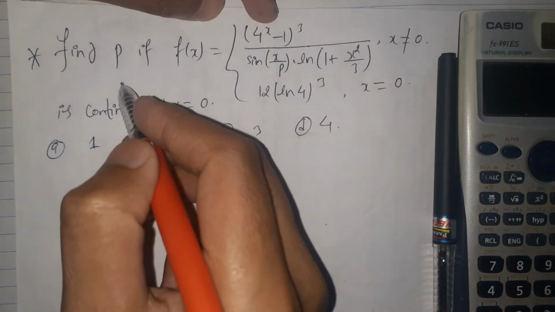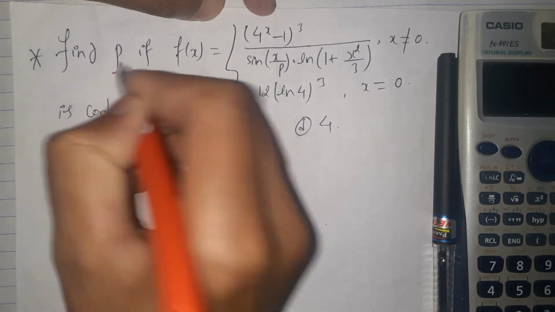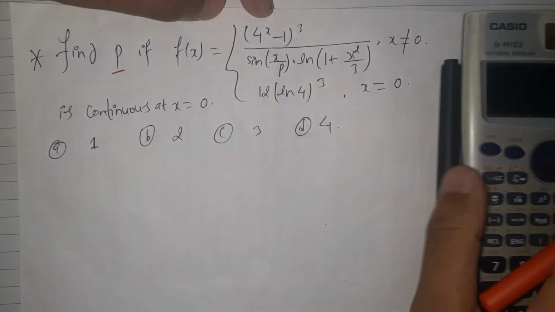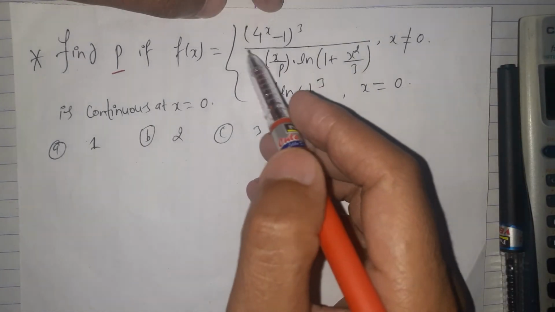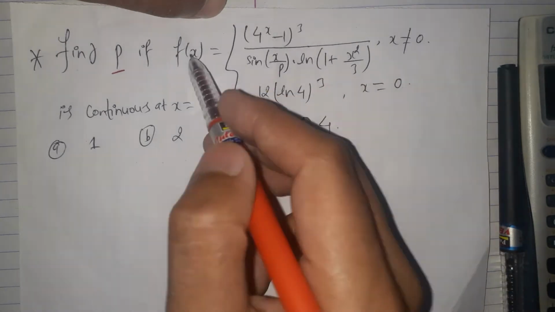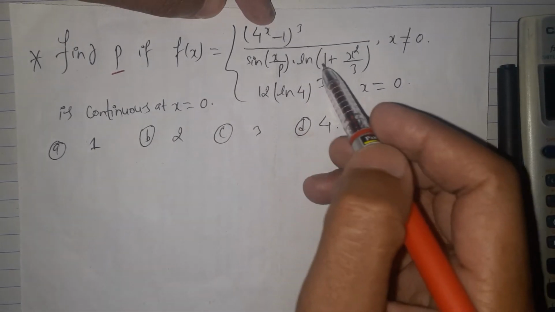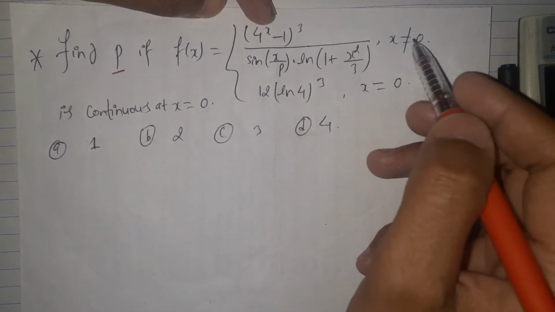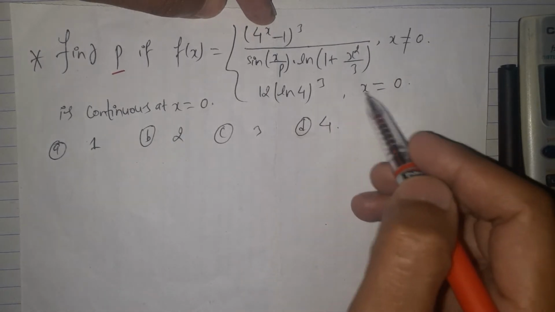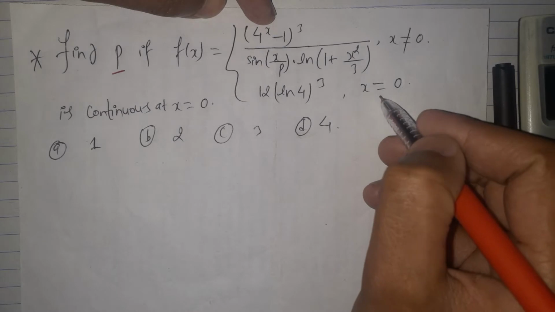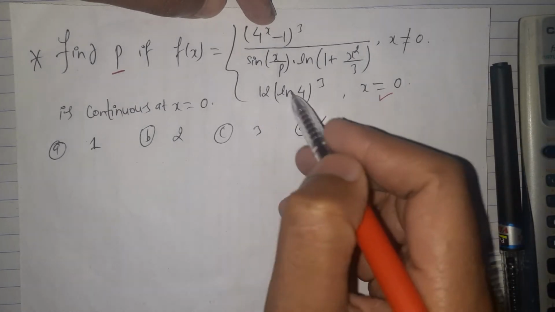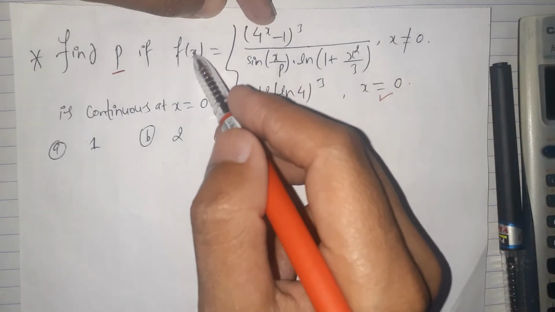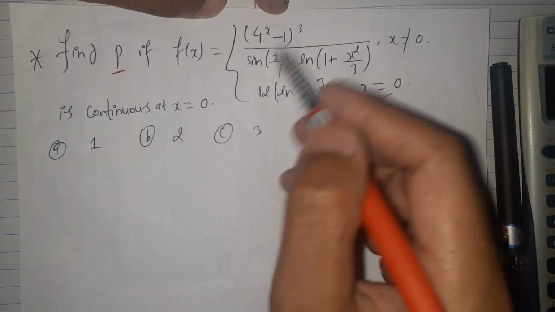The question is, find the value of p. Our target is to find the value of p. The function f of x is defined here in two pieces. It is a piecewise function: the first piece is for x not equal to 0, and the second piece is for x equal to 0. At the exact point x equals 0, the functional value f of x is this, and otherwise the functional value f of x is the first piece.